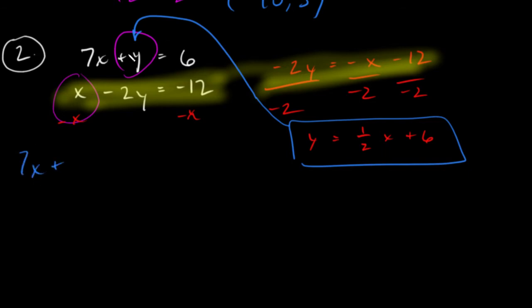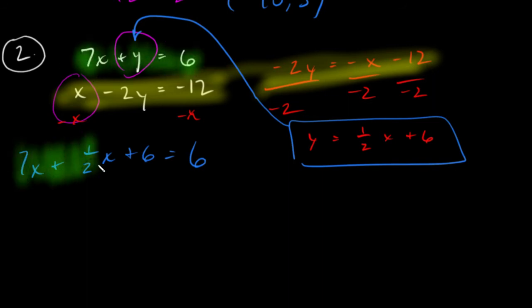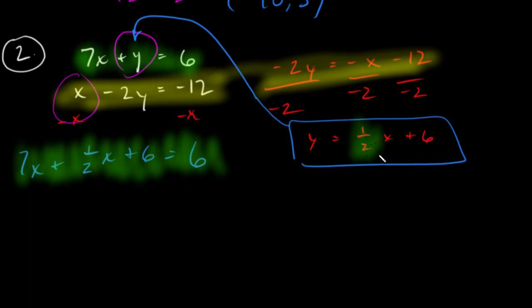And I'm going to get 7x plus, and this is what y equals, 1/2 x plus 6 equals 6. So I plugged it into this equation here. So all of this, I'll use green, all of this is just all of this, except I plugged in the y. Okay? So now I'm going to simplify. 7x plus 1/2 x is 7.5x, aka 15 halves x.